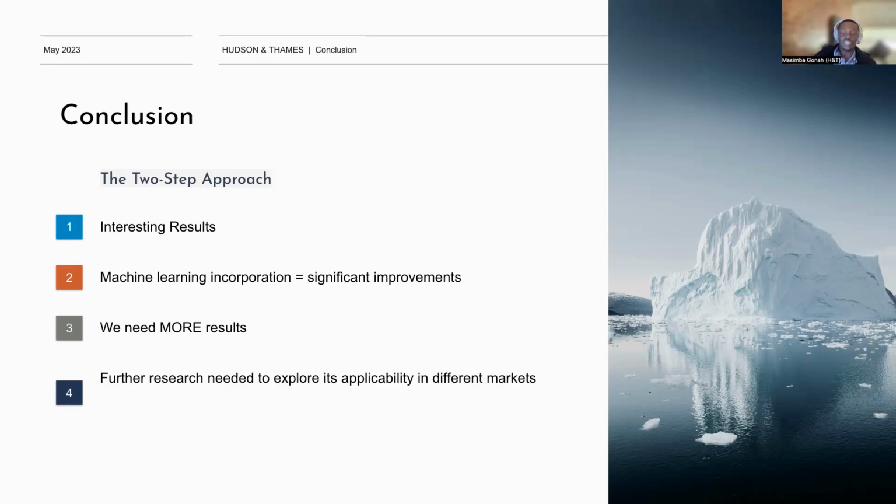Now, number two, machine learning incorporation equals significant improvement. I think one theme we share here at Husband and Thames is we're trying to be at the forefront in understanding machine learning algorithms and how they can influence our world today. And the beautiful part about today is that most of our computers can handle so much workload in terms of computing power and so on. So machine learning is an integral part of what conditional portfolio optimization is. But take it with a pinch of salt, because I feel like we need more results.